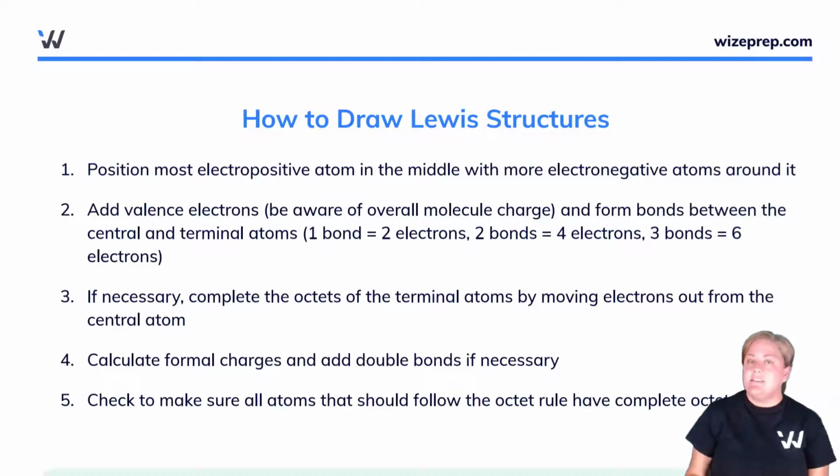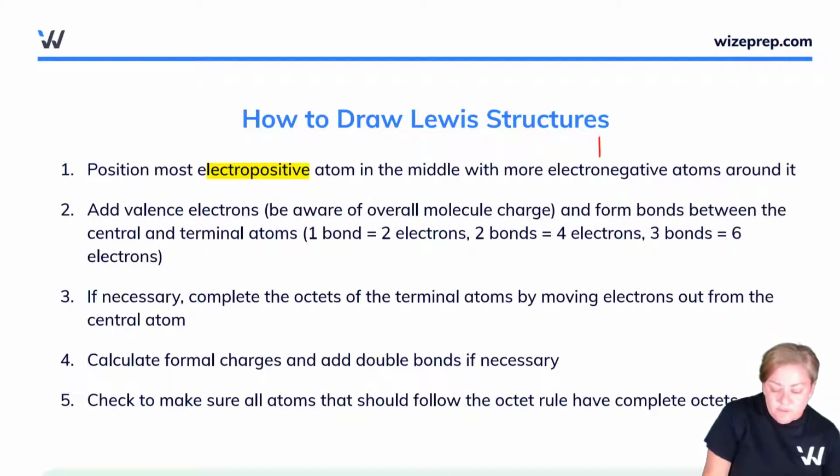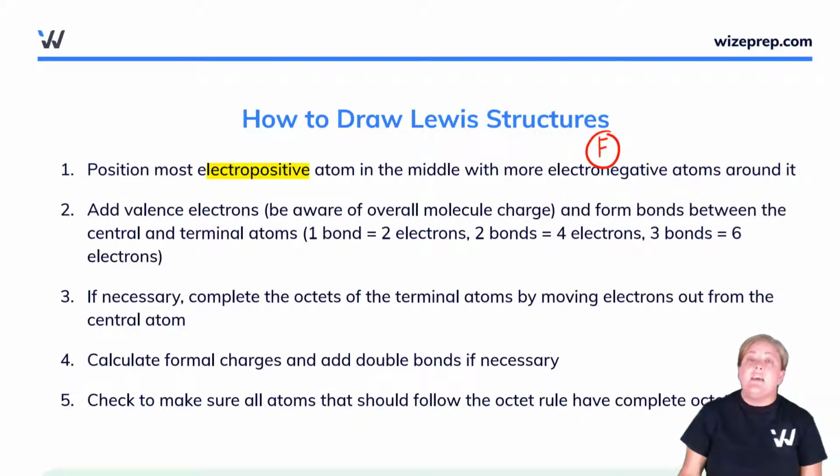So we already covered this a little bit in our earlier discussion of Lewis dot structures, but here I'm going to elaborate a little bit more about how to draw a Lewis dot structure. So the first thing you want to do is position the most electropositive atom in the middle with the more electronegative atoms around it. And if you forget where electronegativity is, I always remember that fluorine, the letter F, is the most electronegative atom. So as you head towards fluorine, you get more electronegative.